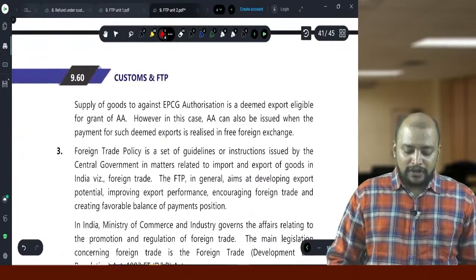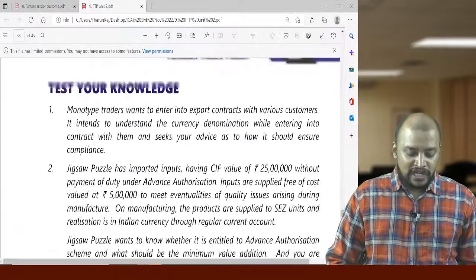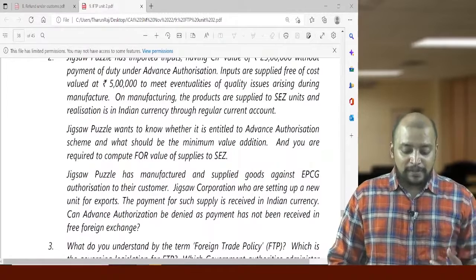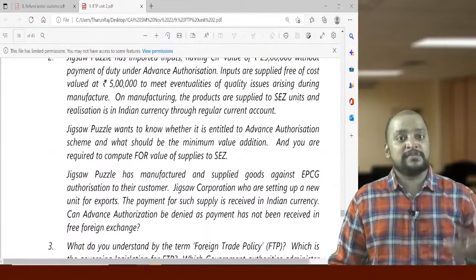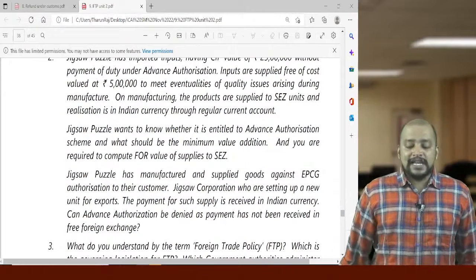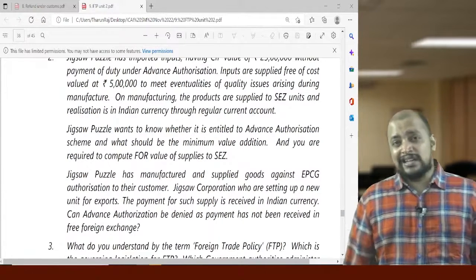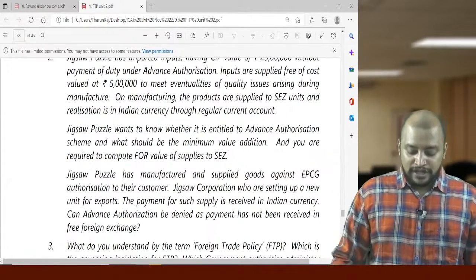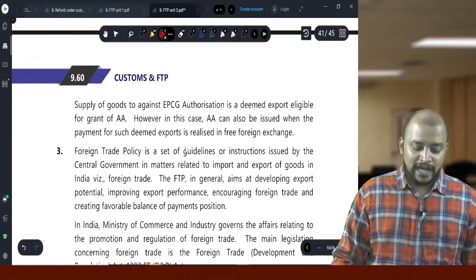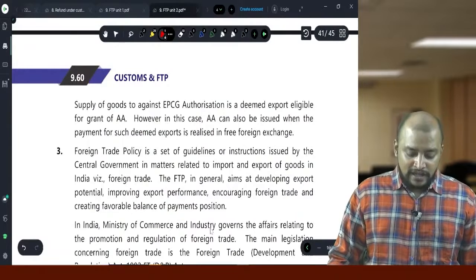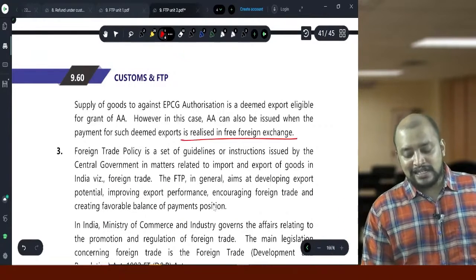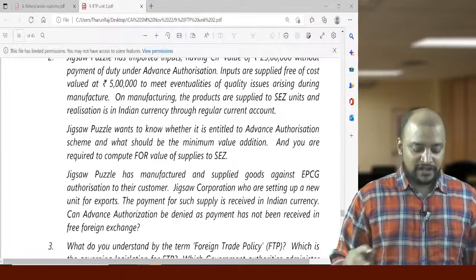Then there is one question on EPCG. Jigsaw Puzzle has manufactured and supplied goods against EPCG to their customer. That is also eligible for advance authorization, because a sale to an EPCG holder is known as a deemed export. So deemed exports are also eligible for advance authorization, provided the realization is in convertible foreign exchange.